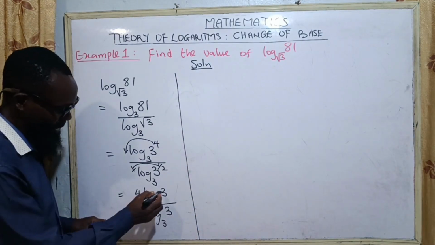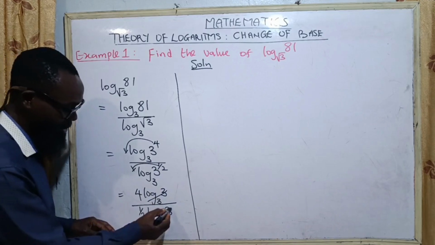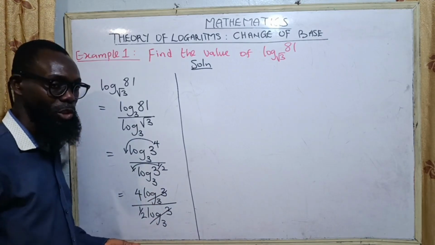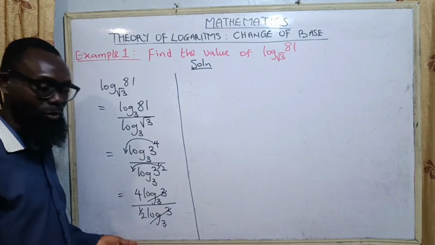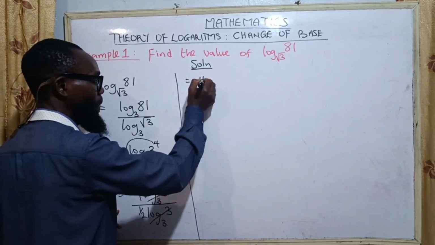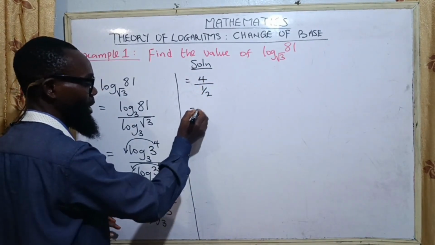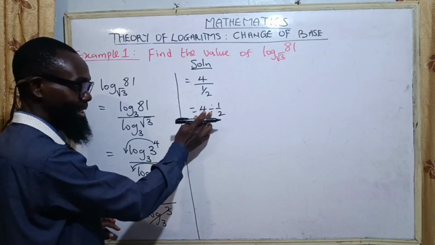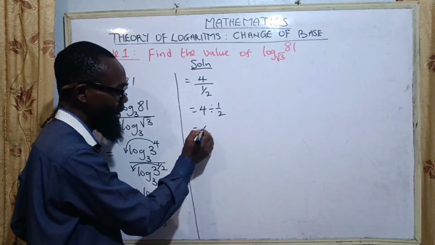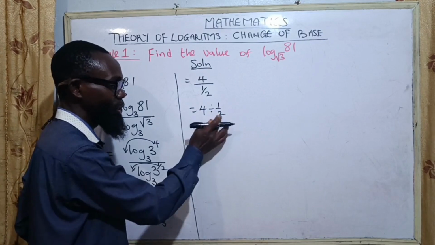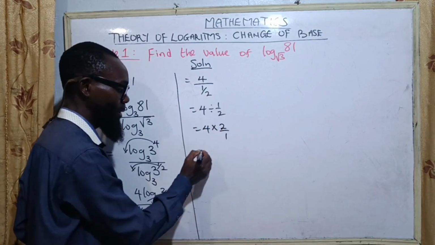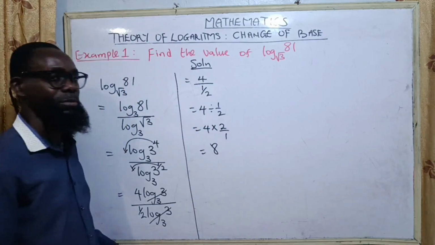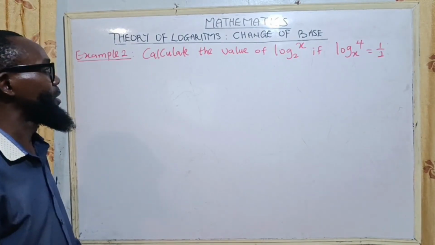Now here, log 3 to base 3 cancels out, and if you like, log 3 to base 3 gives us 1. And 1 times 4 still remains 4. So we have 4 divided by 1 over 2. This division sign is still the same thing here. So I now have 4 multiplied by 2 over 1: the 2 will go up and the 1 will come down. So 4 times 2 is 8, and 8 over 1 is still 8. Example 2.